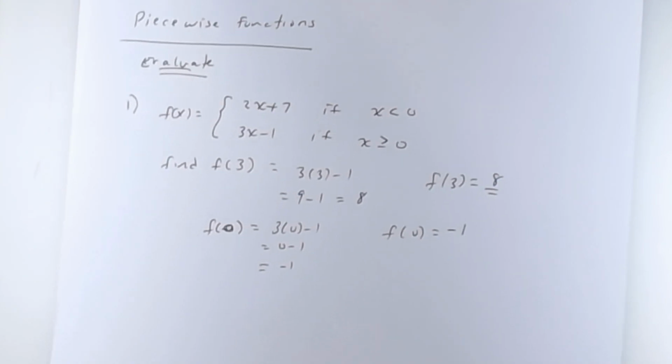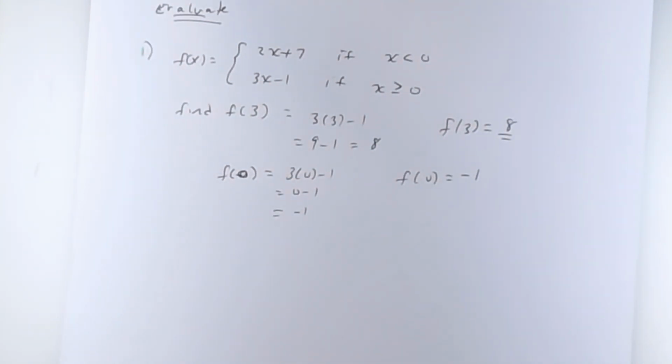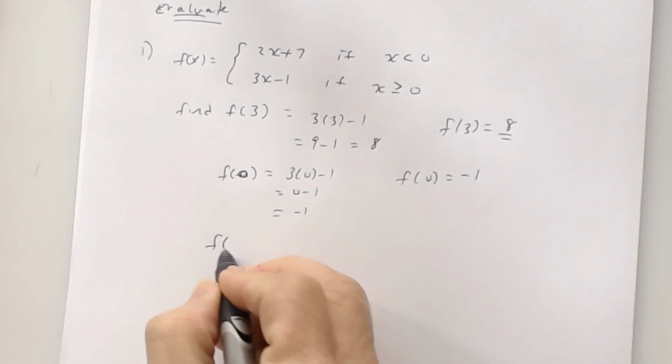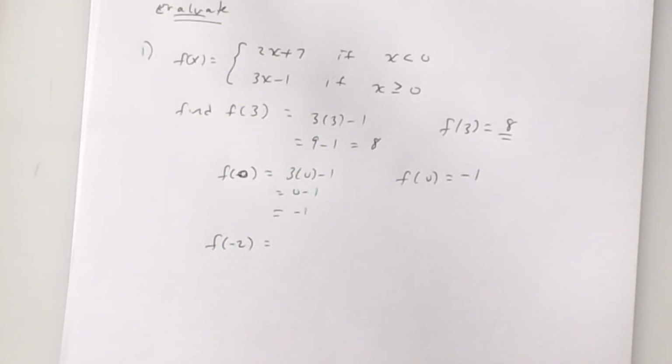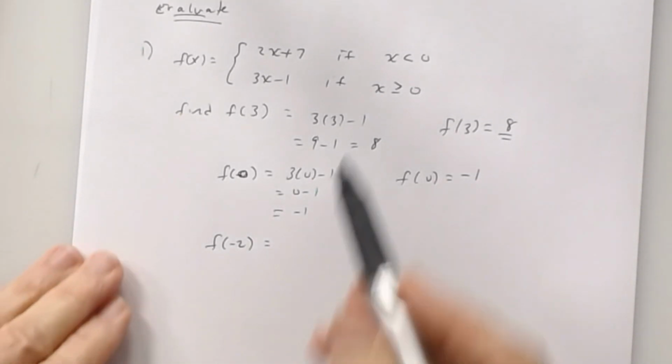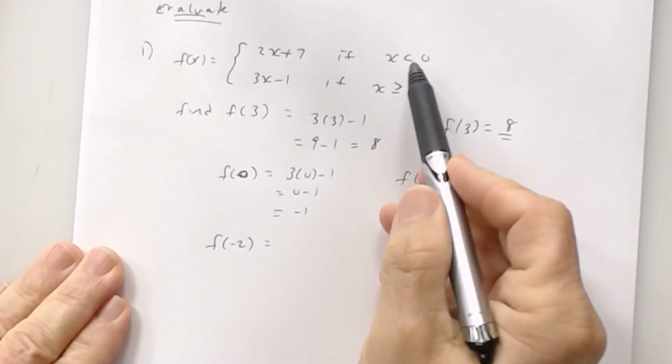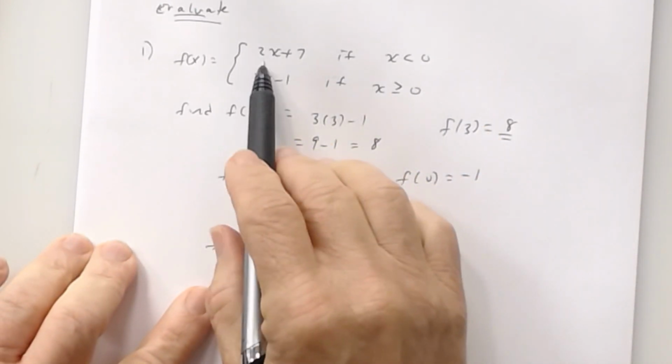The next one, let's suppose you want to find f of negative 2. Which part of my domain has negative 2 in it? The top one, not the bottom one, because negative 2 is not greater than or equal to 0. Negative 2 is less than 0. So I have to use the top function.